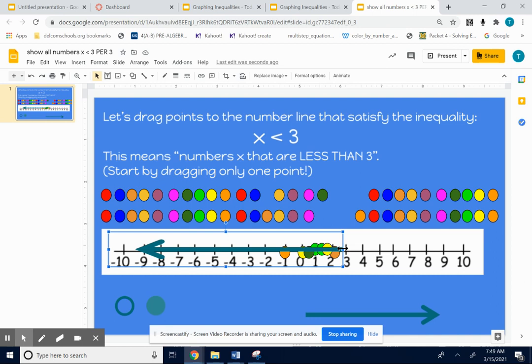Now we don't want to include the 3. We could include 2.9999999, but we don't want to include 3 because it says x has to be less than 3. So the way to show that 3 itself is not included is an open circle. That open circle shows that it gets really, really close to 3, but doesn't quite get there, because x has to be less than 3.